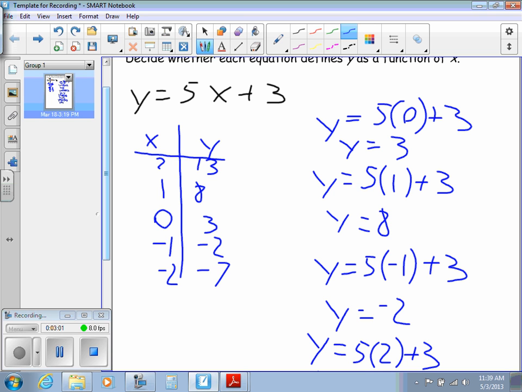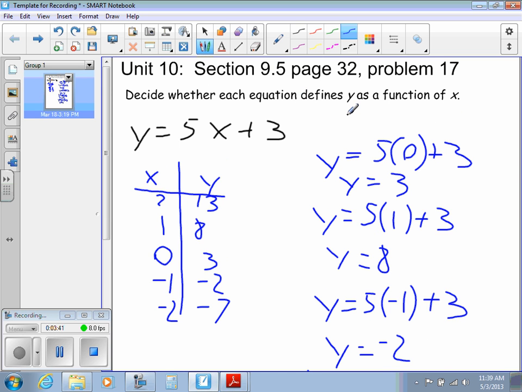Certainly, none of the x's gave us more than one y. And in fact, if we look at this equation, we'll immediately notice it's in slope-intercept form. What does that mean? It means it's a straight line. And a straight line, unless it's a vertical line, is always going to be a function. And if it's a vertical line, then there won't be any y in it. It'll be x equals a number with no y. But if we have both x and y, and it's a linear equation, then yes, it is a function.